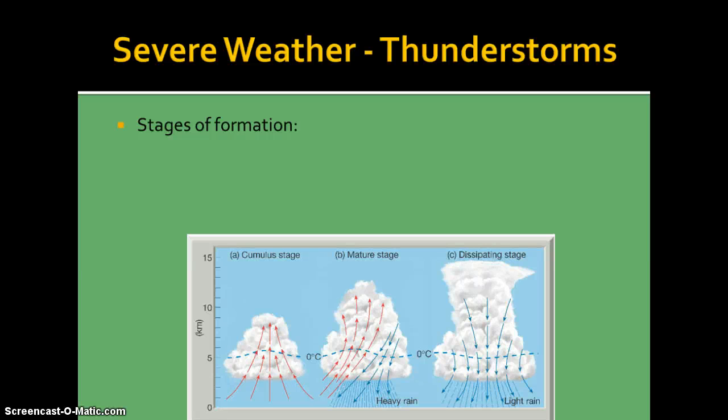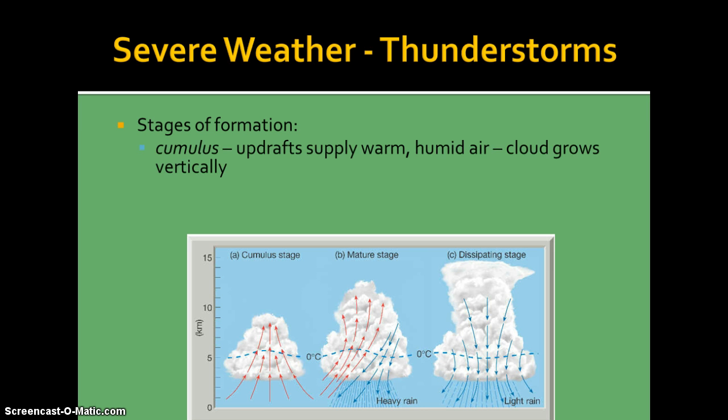Today's model, we're going to look at severe weather, and we're going to start with thunderstorms because they are the basis of the other extreme storms that we're going to look at as well. So when a thunderstorm forms, there's 3 stages of formation. The first thing that happens is you've got that warm, humid air that rises, causing our vertical cumulonimbus clouds to form. This is called the cumulus stage.